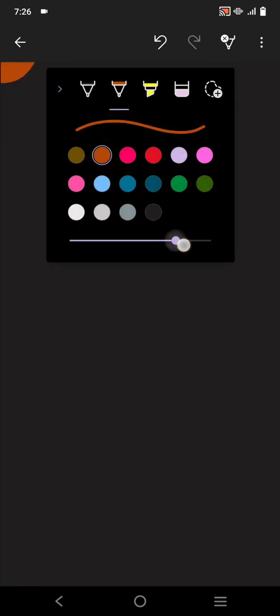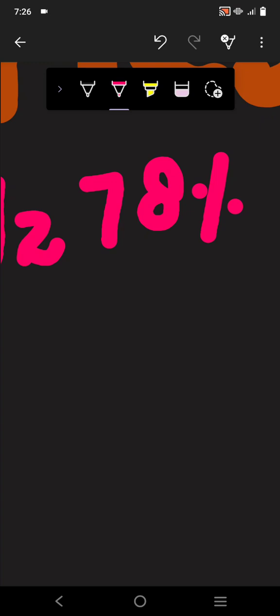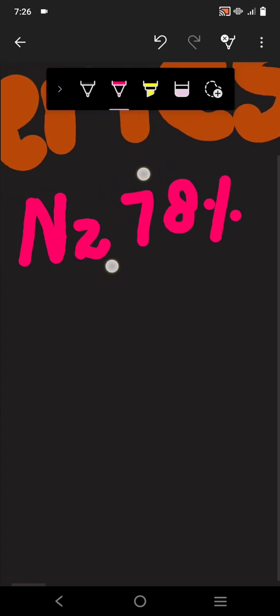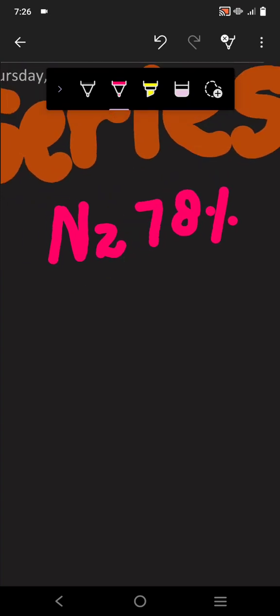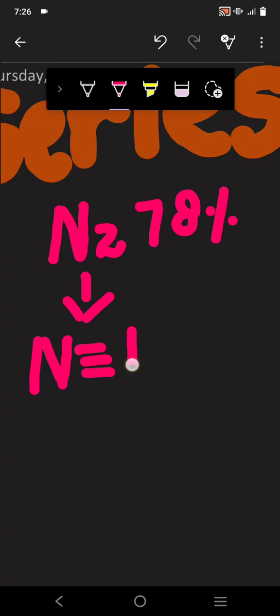So nitrogen, let me tell you the basics of nitrogen first. N2 is an element that is present 78% in the air, and that 78% is not useful. It is raw nitrogen that is present in your atmosphere. And the bond between nitrogen atoms is a triple bond.